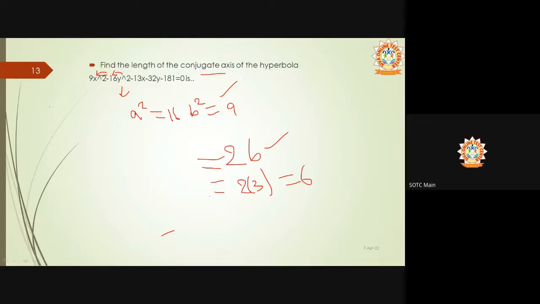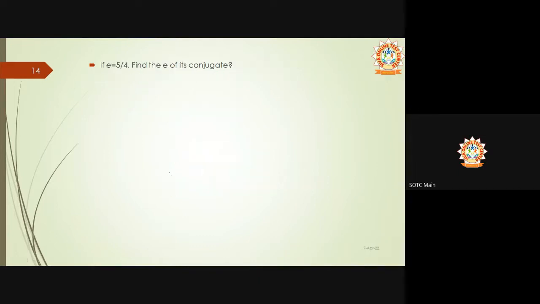So now tell me, what is the length of the transverse axis? It is 2a, right? Yes or no? So 2 into 4, that is 8. 8 units is the right answer. Now try to see the next question.